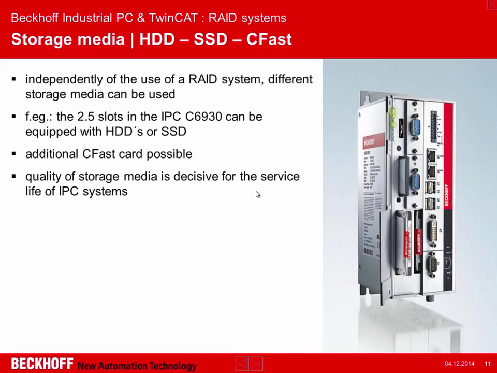On purpose, I have chosen here a picture of an industrial PC from Beckhoff. We call this a C6930. And on the right side, on the bottom, you see there is storage possibility for 2 flash cards or 2 2.5-inch hard disks, plus a CFast card. So here you see that this is a device which can incorporate 2 hard disks or 2 solid-state disks.